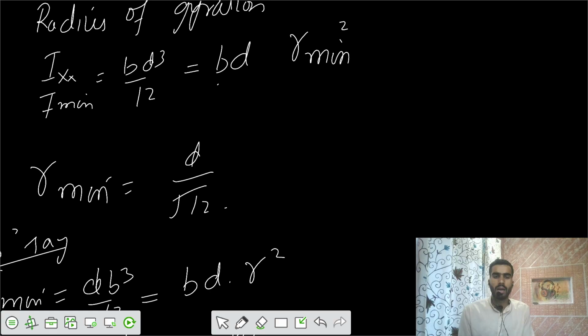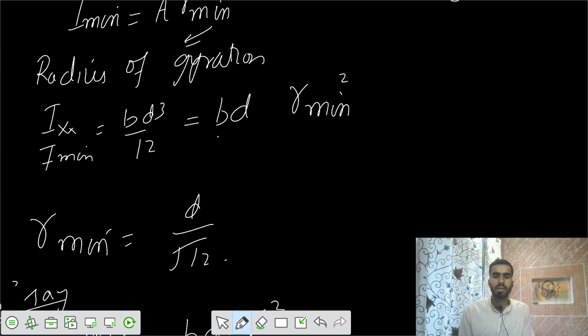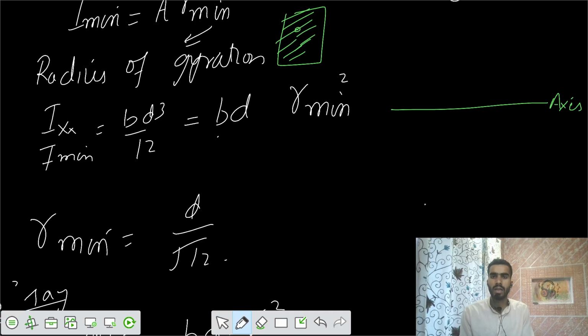So what does this r mean? This radius of gyration means you have some reference axis there. If the entire area of the cross section, total area equal to BD, is concentrated at some point, I want to say at what minimum distance R my moment of inertia would be the same about this axis.